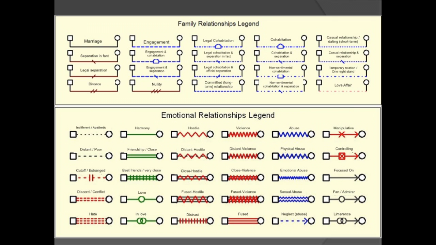In the top left, you can see the illustration of a married couple. Directly below it in the family relations legend is an example of a separated couple who have not gone through the legal processes yet. Now moving down to the emotional relationships legend, you can see there are symbols for hostile, violent, abusive, harmonious, fused, best friend relationships, and more. The options to define relationships in programs such as GenoPro are seemingly unlimited.